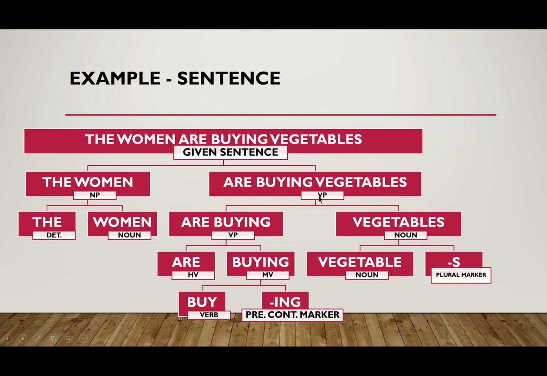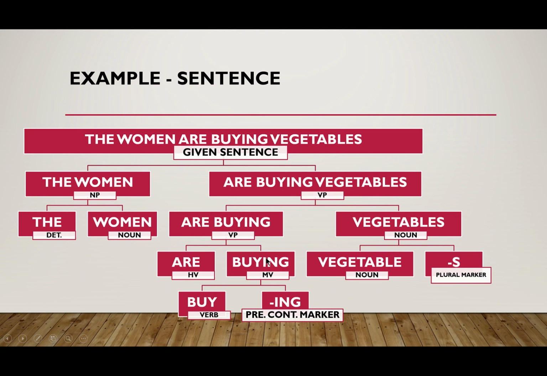Now we move on to the verb phrase. Now verb phrase can be further divided into are buying and vegetables. Are buying is a verb phrase and vegetables is noun. Now we come on to are buying. Are and buying. Are is a helping verb, HV. Buying is a main verb.